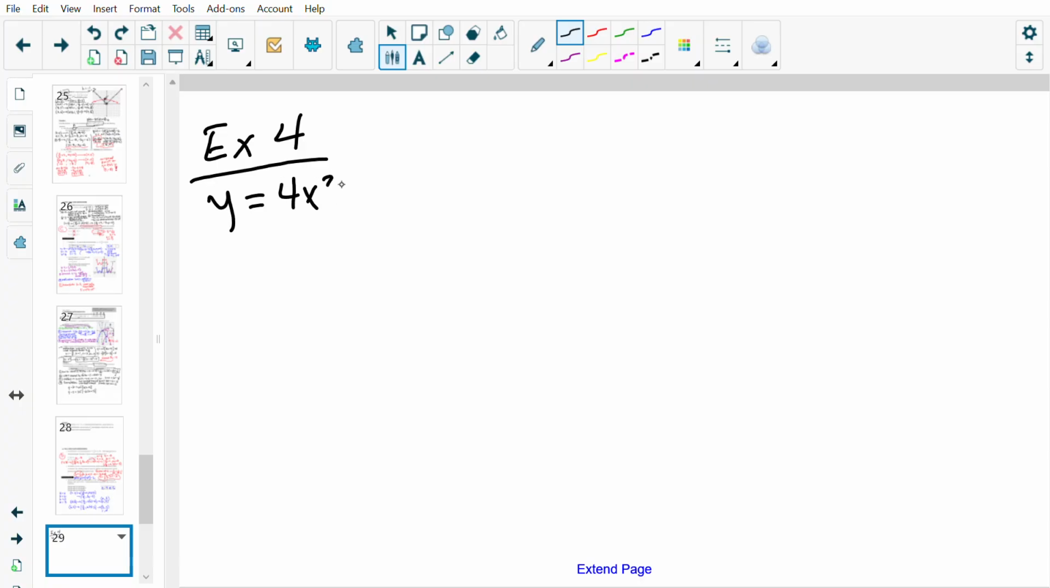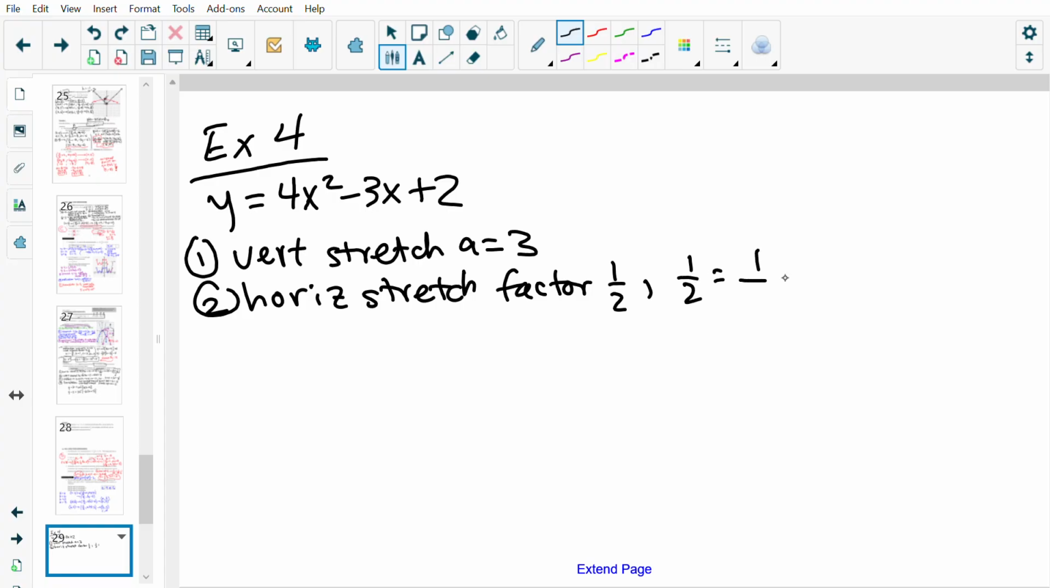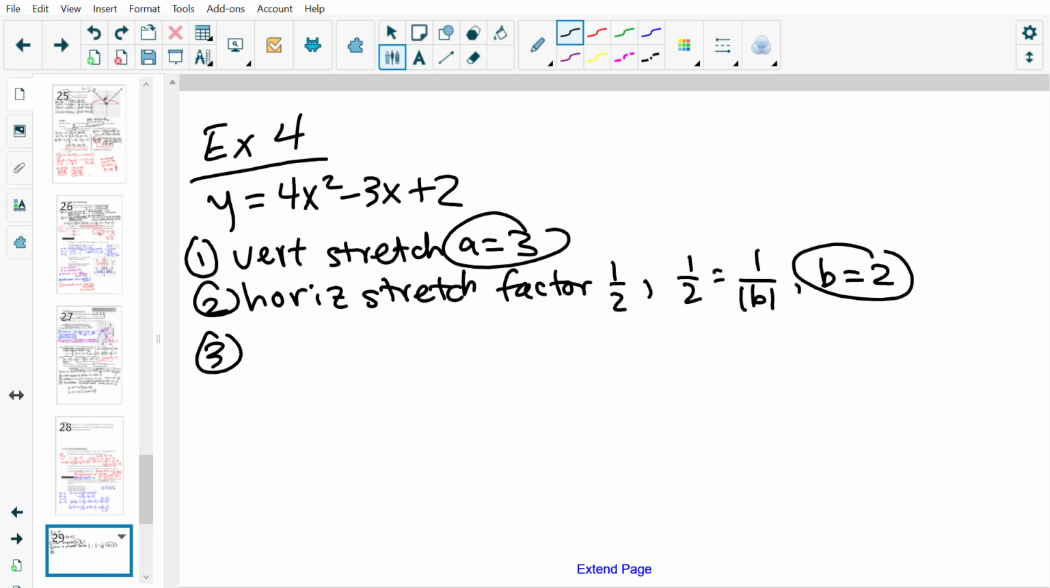I have the function y equals 4x squared minus 3x plus 2. 1, I have a vertical stretch where a equals 3. 2, I have a horizontal stretch where the factor is 1/2. So what's my b value? 1/2 equals 1 over the absolute value of b. So b must equal 2. So I'm going to circle that. 3.